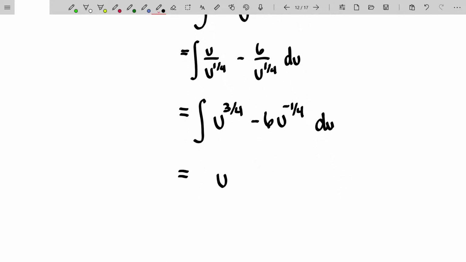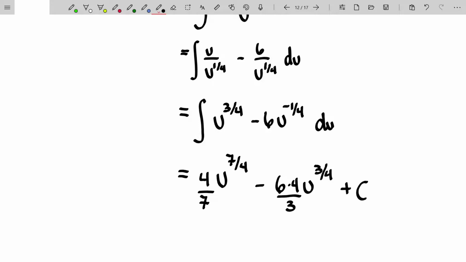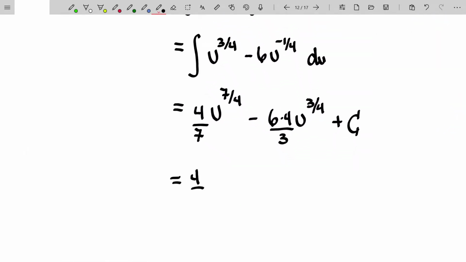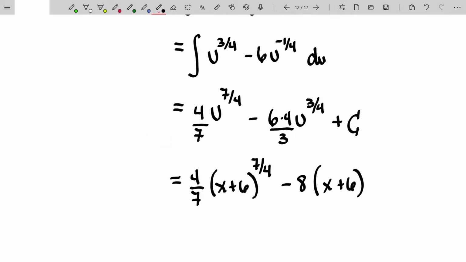Raise the powers by 1, so this would be u to the 7/4, and multiplied by the new power's reciprocal, 4/7, minus 6 times u to the, add 1 to the power 3/4, and multiply by the reciprocal of that new power, plus the constant c. We know that u, in this case, is equal to x plus 6. And so this would be 4/7 times x plus 6 to the 7/4 minus, what is that, 2 times 4 is 8, x plus 6 to the 3/4, and then plus c.